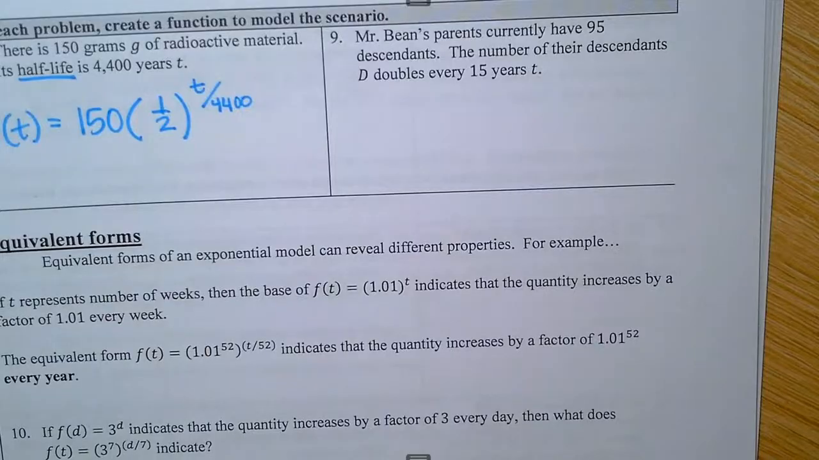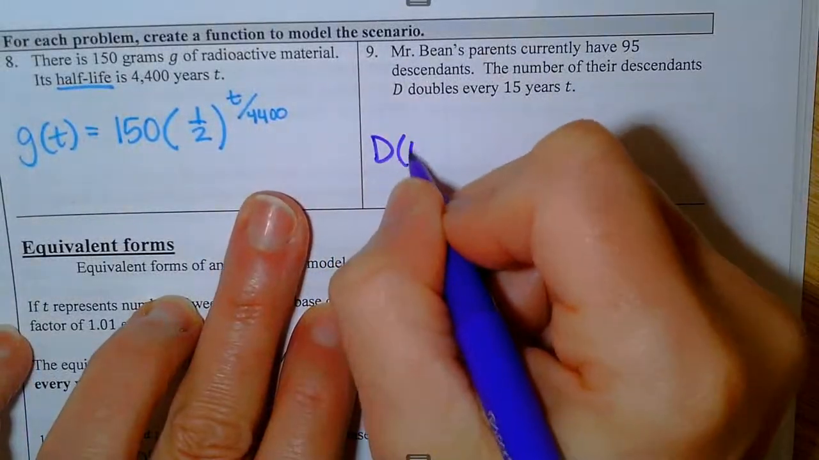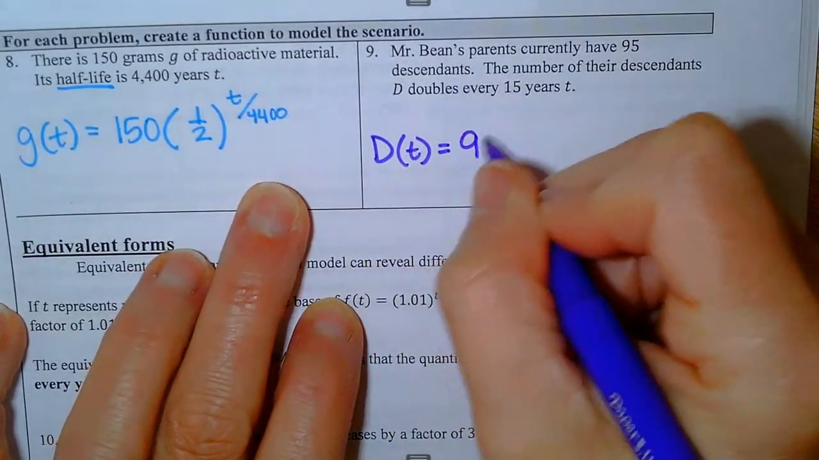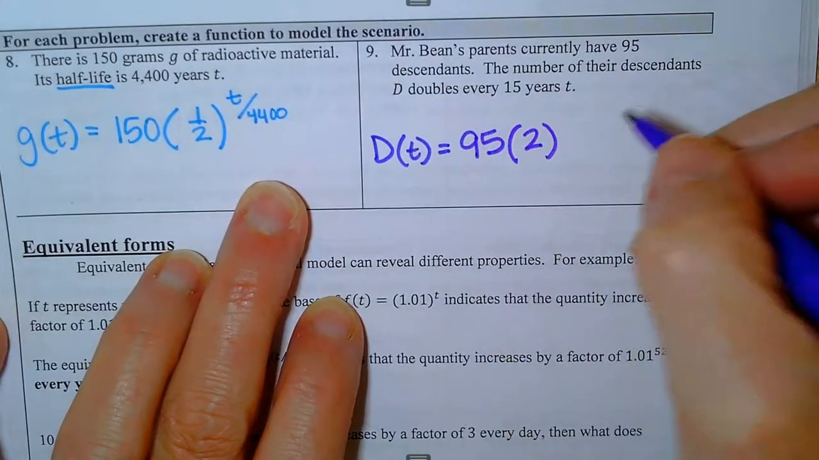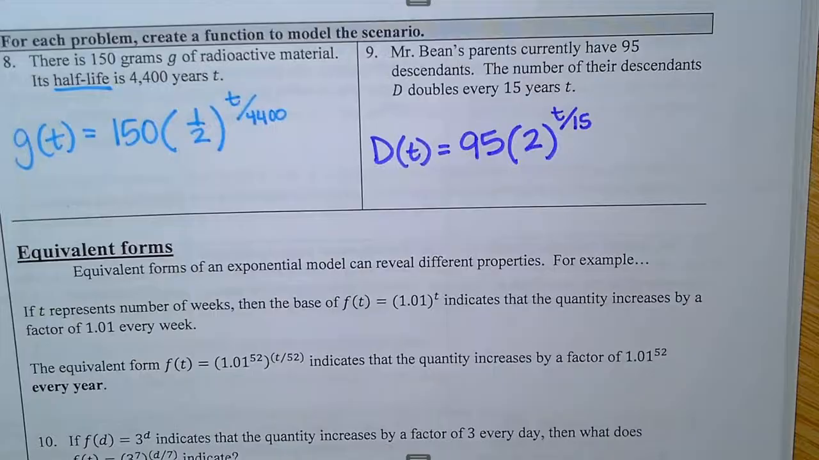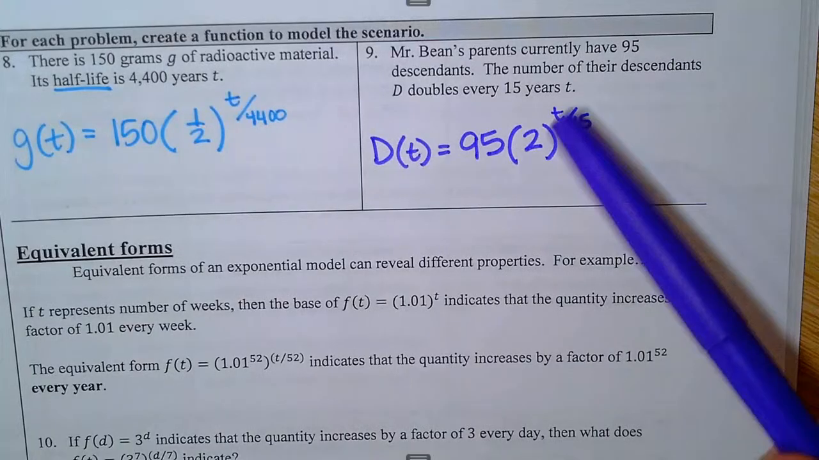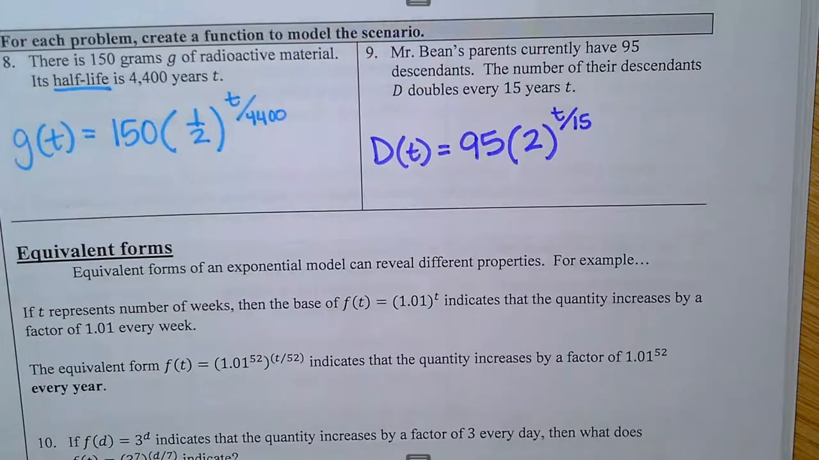Mr. Bean's parents currently have 95 descendants. The number of their descendants doubles every 15 years. Okay, so what do we have? D of T equals 95 times 2 to the T over 15. So the T would be like, in 30 years it's going to double twice, right? 30 divided by 15 would be 2. That's all that means.